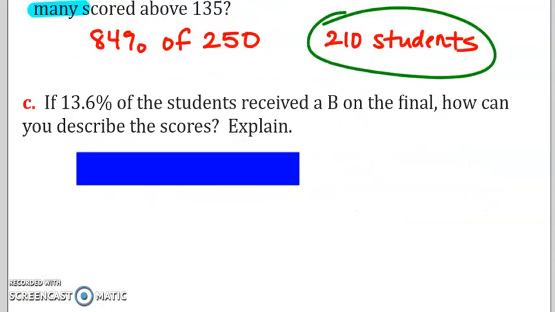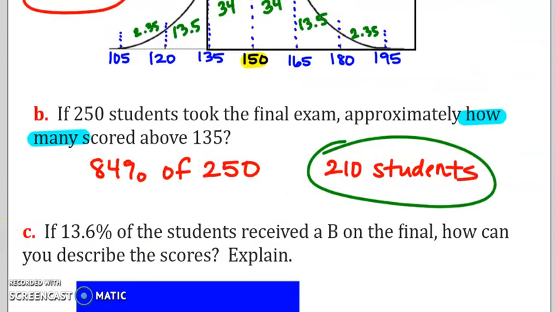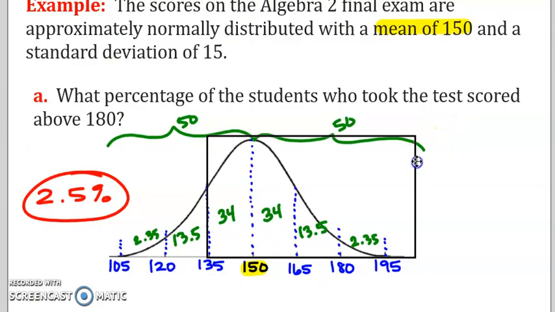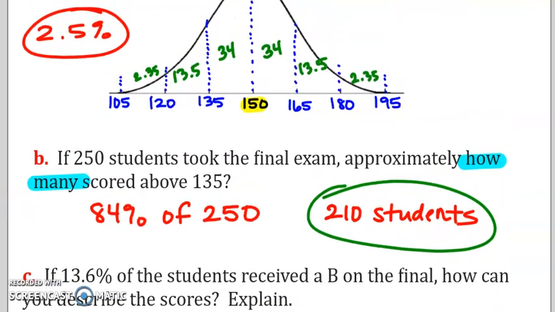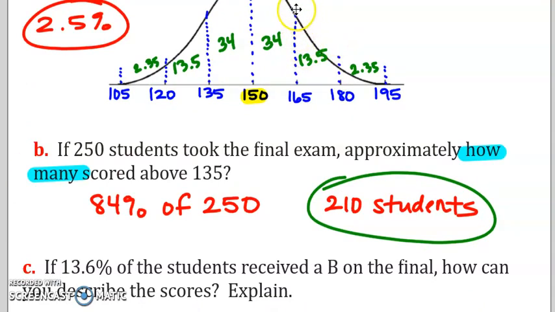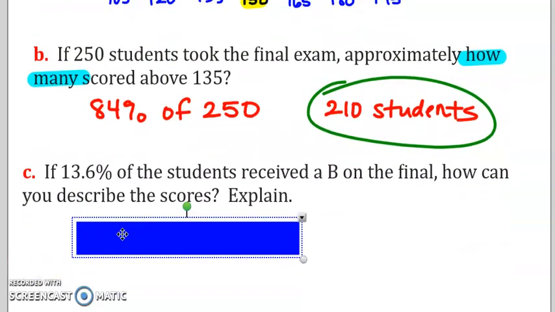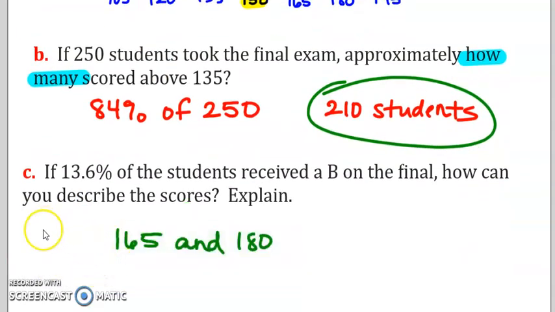And next it says, if 13.6% of the students received a B on the final, how could you describe the scores? Well, if they got a B, that means they're above average, right? So they're over in this region. Let's see, what did it say? It was 13.6. So that's roughly this region right here. So between 165 and 180. And hey, that's the range of scores.